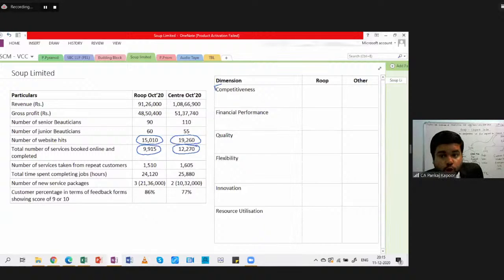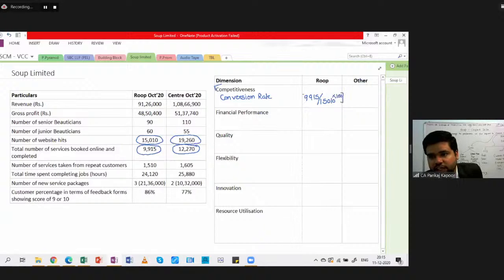12,270. So in order to measure competitiveness, what measure am I going to use? I am going to use the conversion rate of customers as a measure. How will I compute the conversion rate? I'll compute the conversion rate by dividing the number of orders by the total number of hits, and multiplying it by 100 because we need it in percentage.